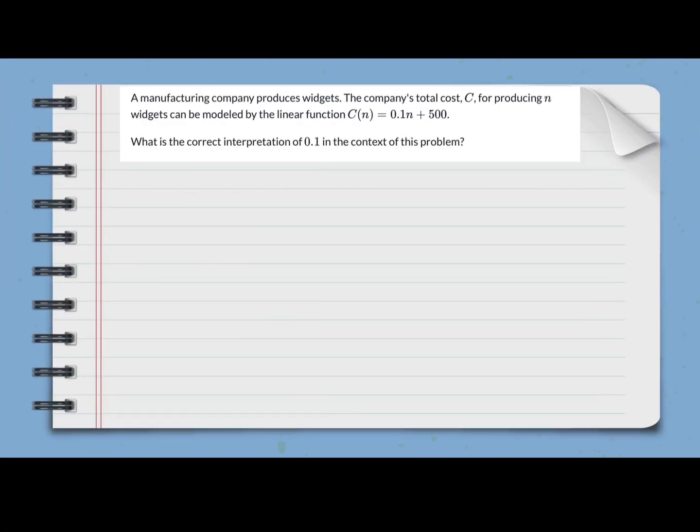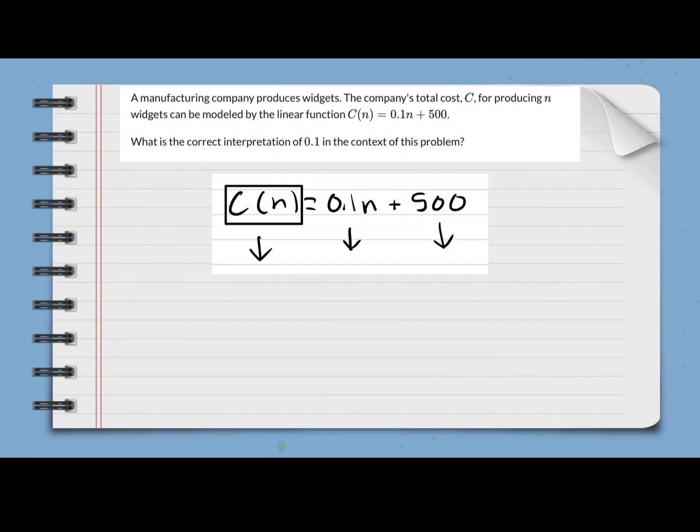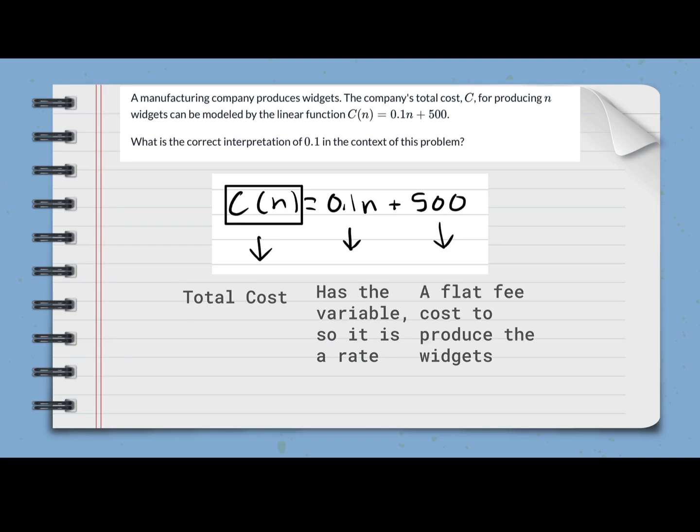Now, if you see here, it can get a little tricky, but we have to remember n is the number of widgets, and C is the total cost. So if you separate each variable, you'll have C of n, which is the total cost. 0.1 n is the variable. So it is a rate, meaning you have a unit over a unit. And then this 50 will be a flat fee cost to produce the widgets in the first place.